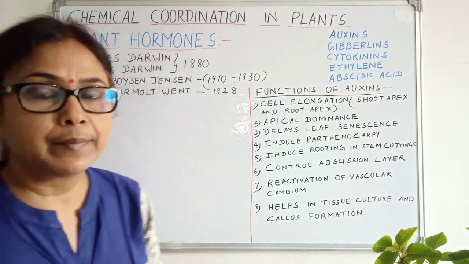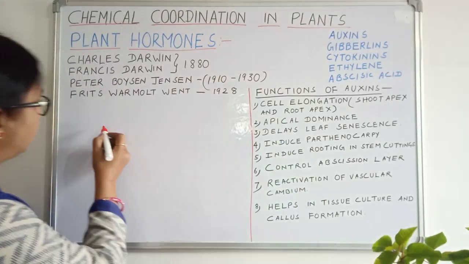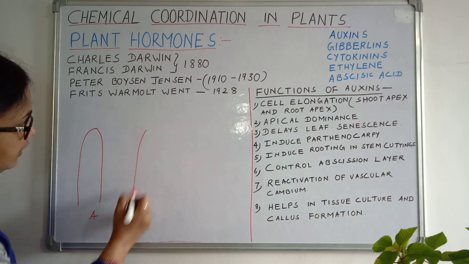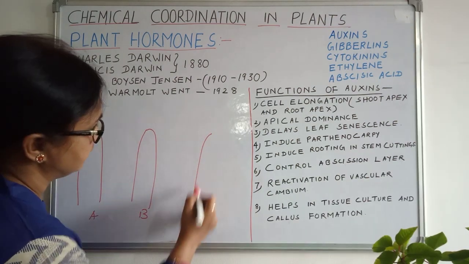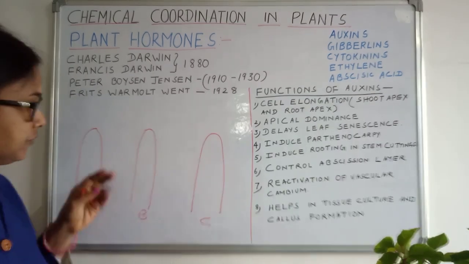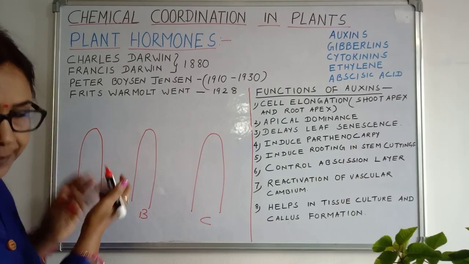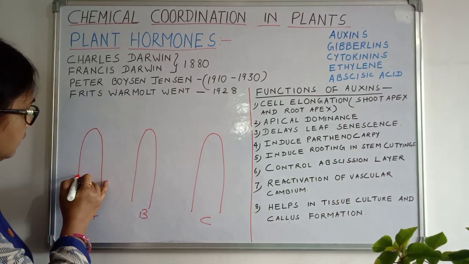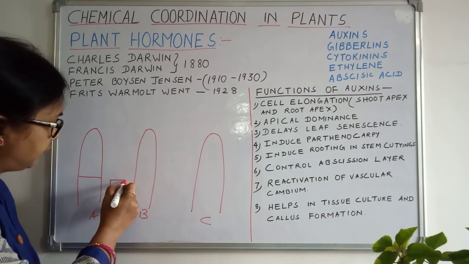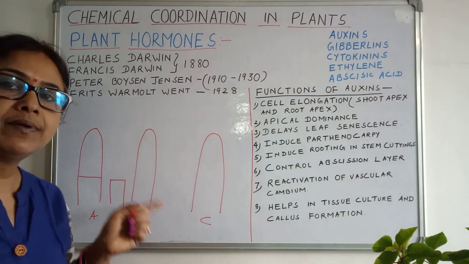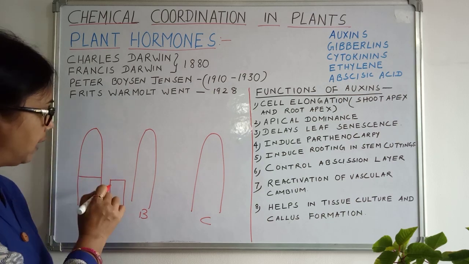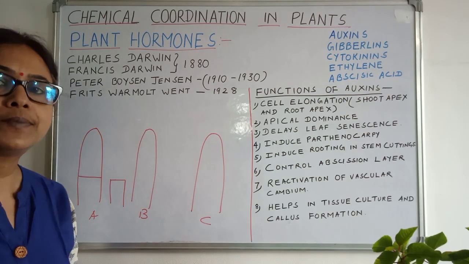Now children, here I am drawing the coleoptile. I am drawing three coleoptiles over here and naming them A, B and C. In the first experiment conducted by these scientists, the coleoptile is growing taller and taller. They first cut the apical part of this coleoptile and tried to observe whether it would keep growing or not. They found that after the removal of the top part, the coleoptile stopped growing.